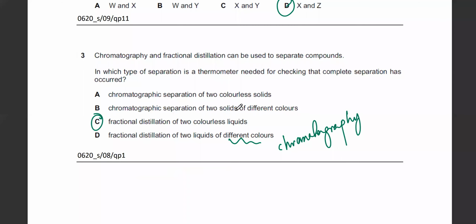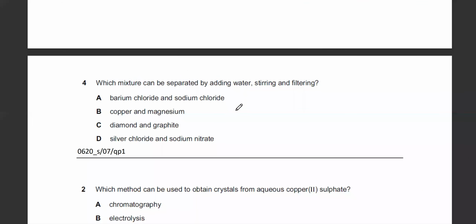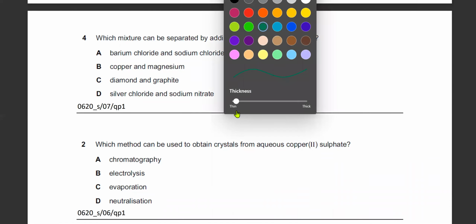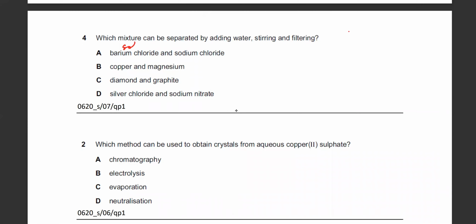Next is: which mixture can be separated by adding water, stirring, and filtering? Now again, assuming you don't know any of these compounds, I'm just going to talk about the solubility of these compounds. The first two are soluble. Okay, let's call them X and Y. You take a beaker, you add water. Now there's X and there's Y. So you add water, you stir, and both of them are soluble, so both of them would mix in the water.